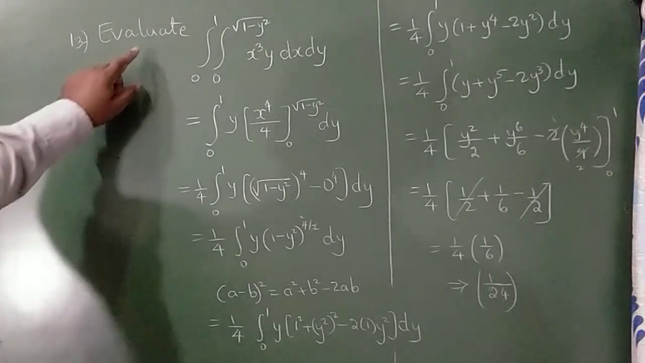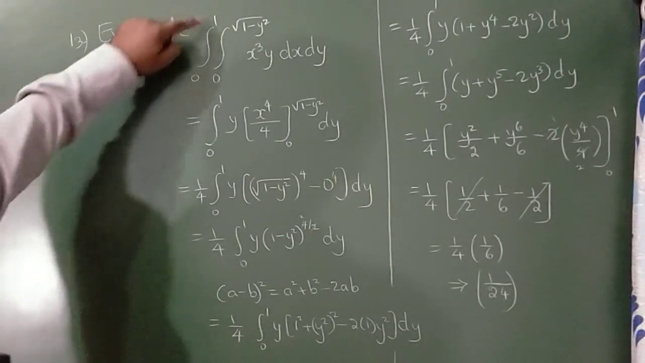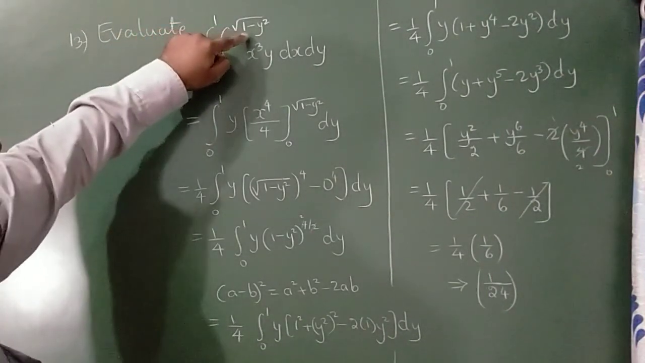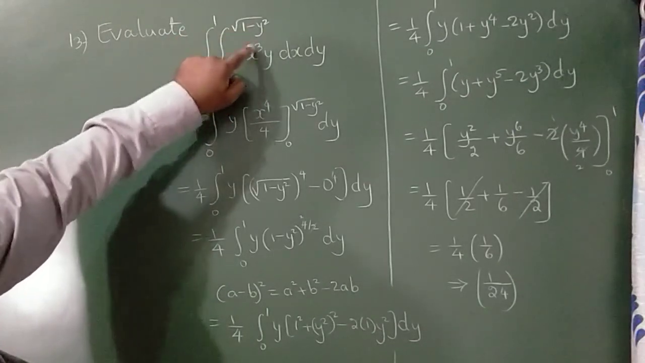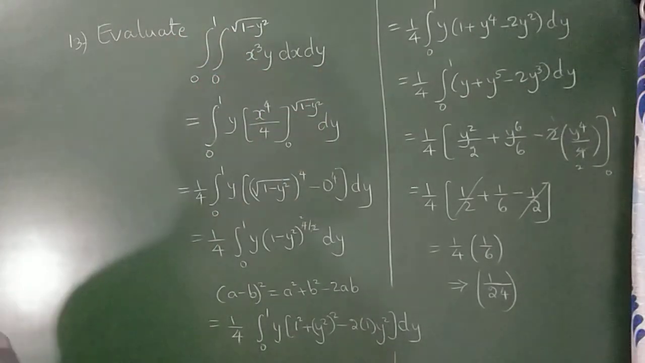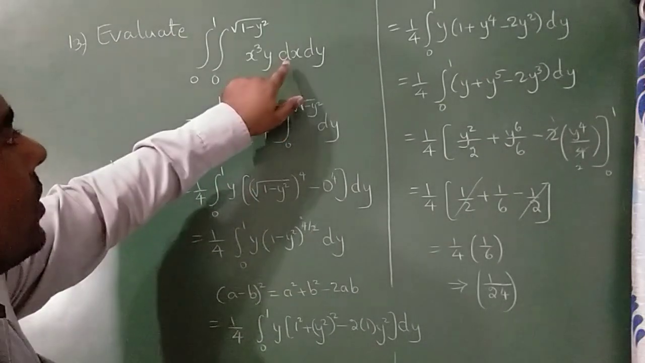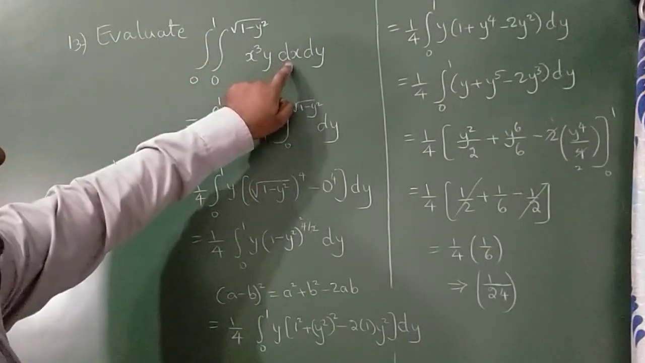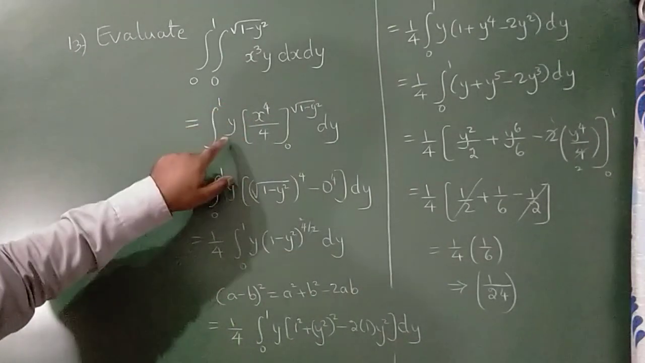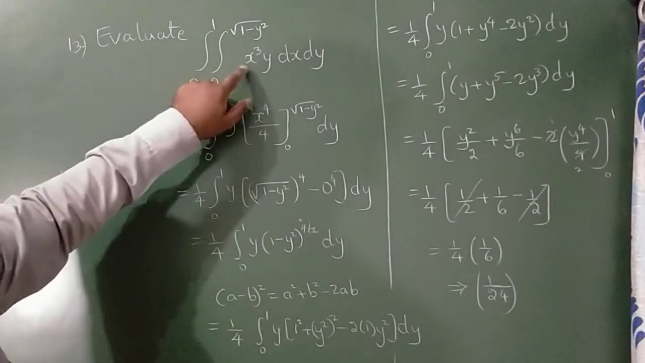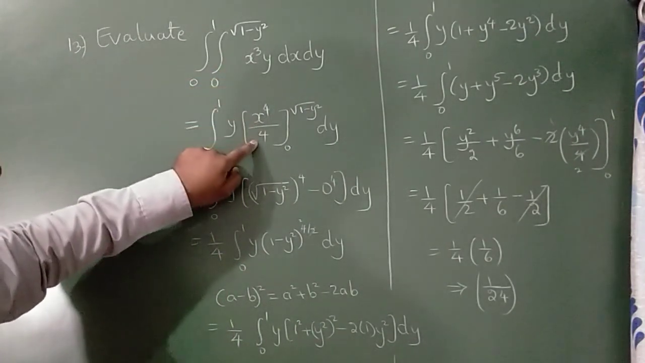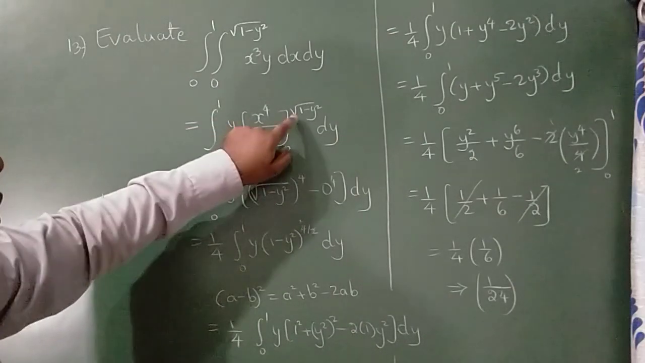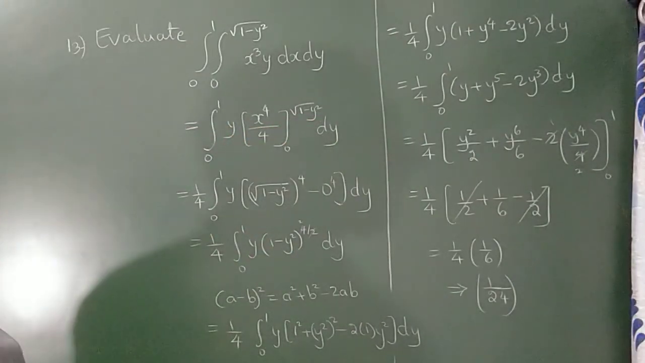Now next sum. Integration from 0 to 1, integration from 0 to square root of 1 minus y square, x cube y dx dy. Understand well, there is a dx here. So we need to integrate with respect to dx. So y you have to keep as it is. Integration of x cube will become x raised to 4 divided by 4. Now the range is from 0 to square root of 1 minus y square.